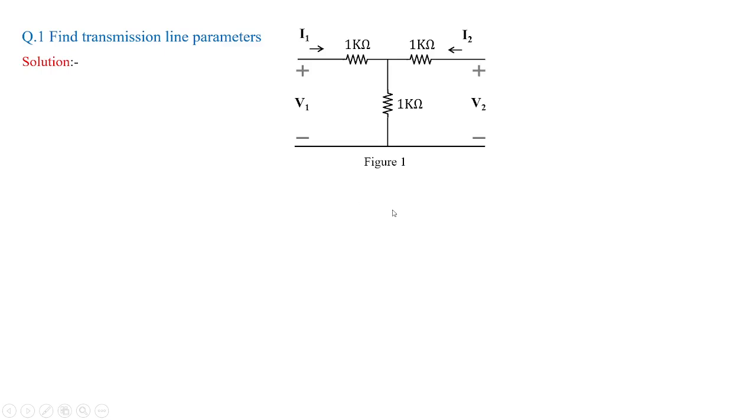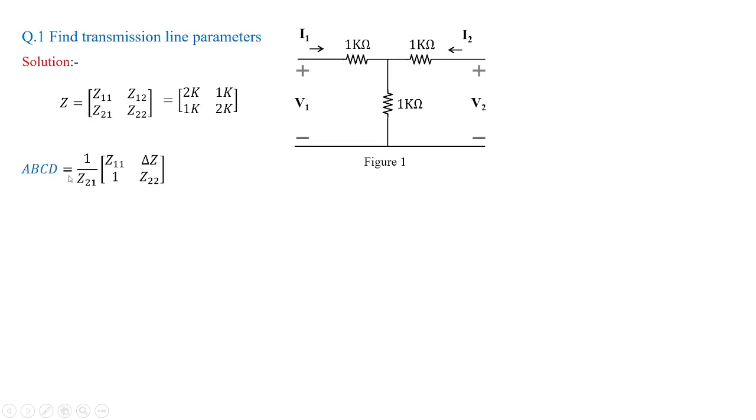Another way to solve this problem is to get the Z parameters. So Z parameters is given by Z11, Z12, Z21 and Z22, which is obtained here to be 2K, 1K, 1K and 2K. You can simply open circuit and have the addition of these two. And 1K is the intermediate between these two parameters, that is input side and output side. So that is how we got the value of Z parameters.